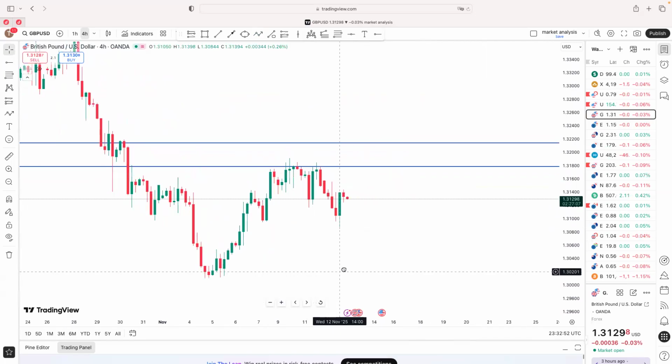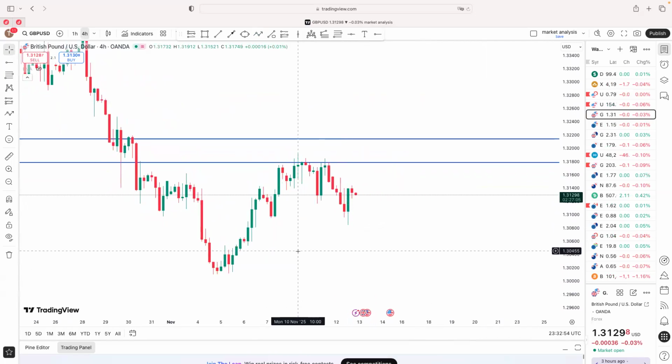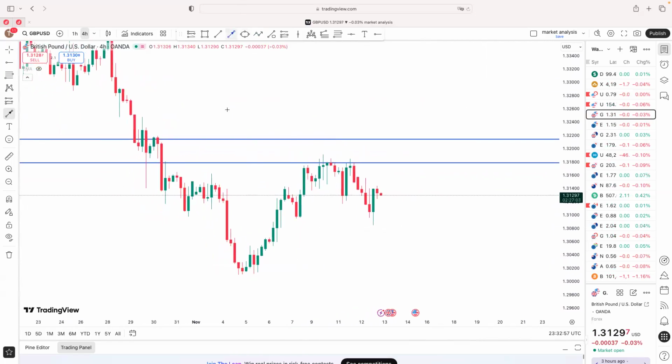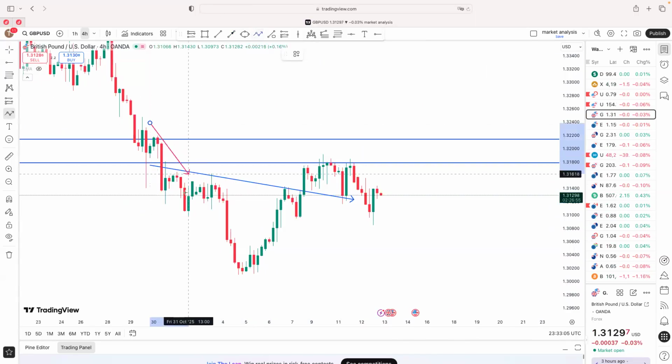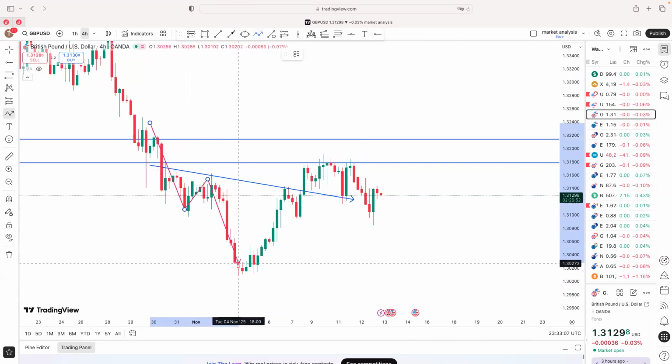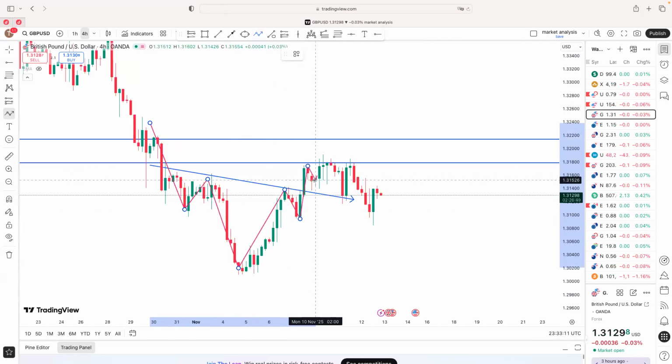I want you to see something. Look at this. We've had an inverse head and shoulder here, a valid one. The market broke, came back to retrace and came back again and still failed.